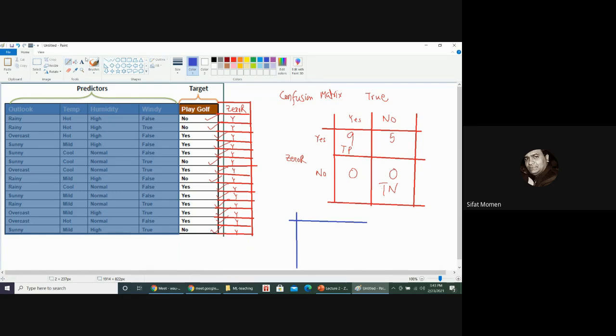Okay. Now let's say this is positive, this is negative. Is that okay? This is predicting something as positive, this is predicting something as negative. Is that okay? Yes, sir. Now whose prediction is this? This is the model's prediction. And whose is this? This is the actual. Okay, now look carefully.